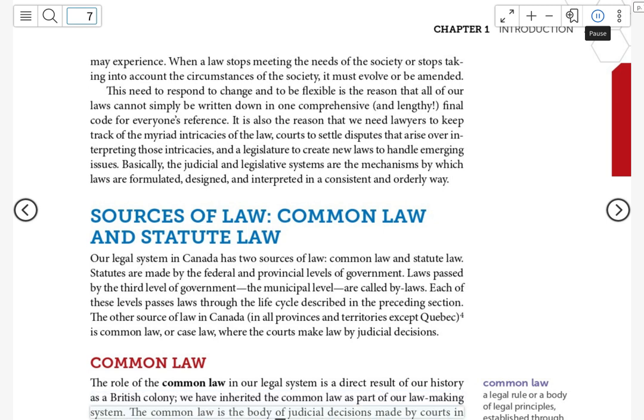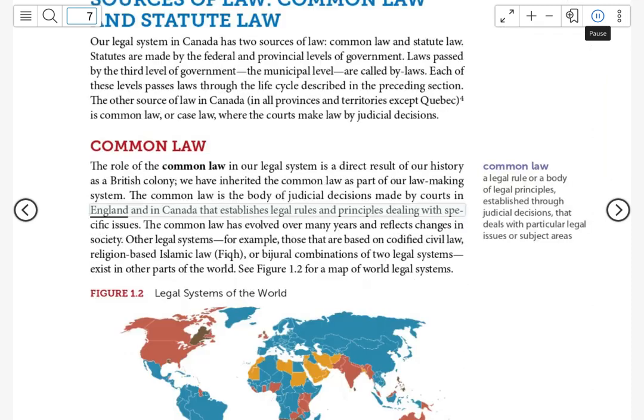The common law is the body of judicial decisions made by courts in England and in Canada that establishes legal rules and principles dealing with specific issues. The common law has evolved over many years and reflects changes in society. Other legal systems, for example, those that are based on codified civil law, religion-based Islamic law, fiqh, or bilateral combinations of two legal systems, exist in other parts of the world. See Figure 1.2 for a map of world legal systems.